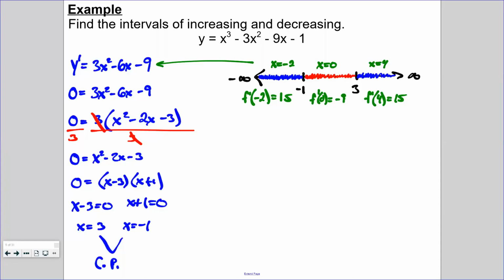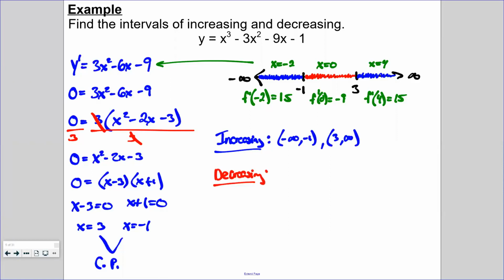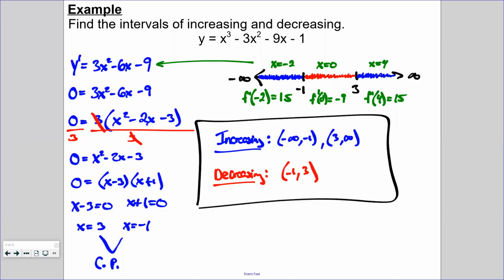So now we just need to actually identify the intervals. So let's see, we are increasing from -∞ to -1 and from 3 to infinity. And then we are decreasing from -1 to 3. Boom, done.